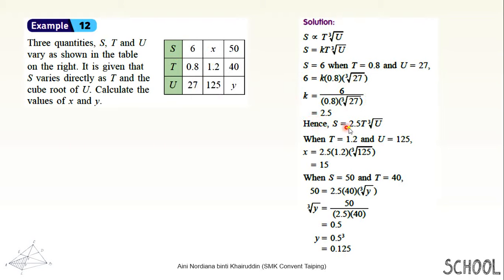Hence, substitute the value of k into the formula. After that, substitute the value of T and U here to get the value of S. The S, you substitute with X. Same goes to calculate the value of Y. Substitute the value of S and T. Then for U, substitute Y. So you get the value of Y.